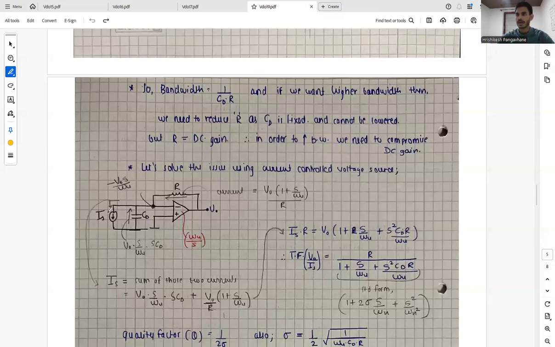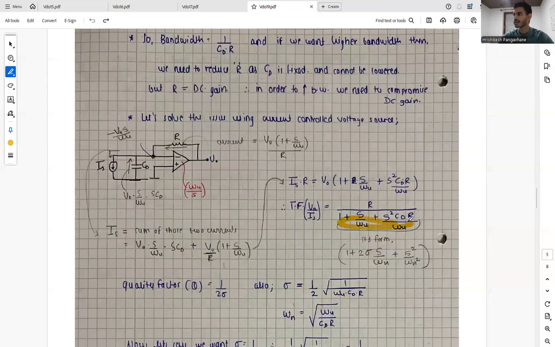So now the total current is the sum of these two currents. We will take the sum of these two currents, and from this equation we will get the equation in terms of IS and V naught. And we know we had input as IS and output as V naught. So V naught by IS from this equation comes out to be this, and this is our transfer function.